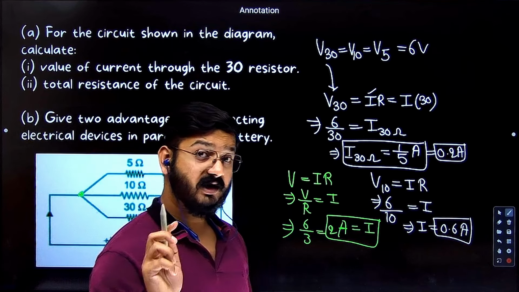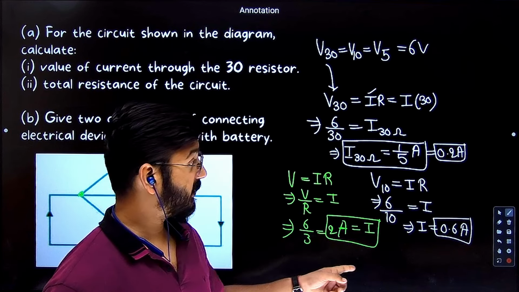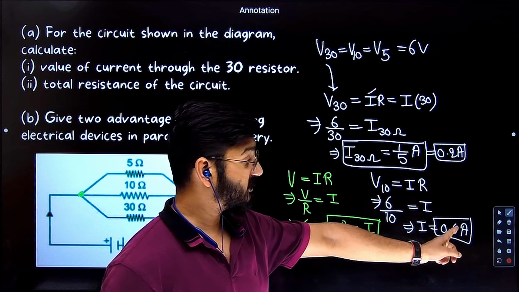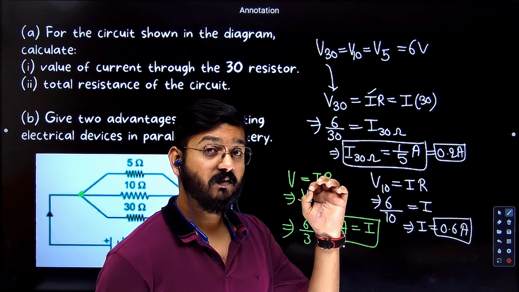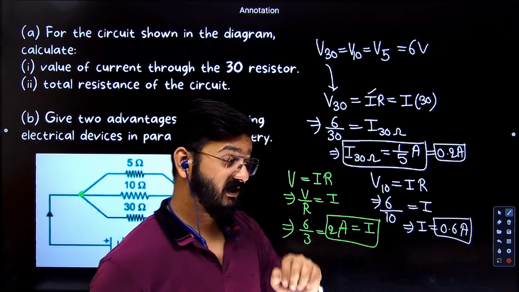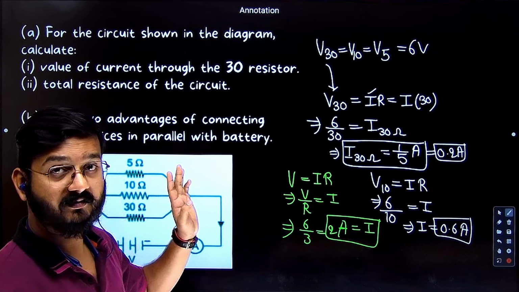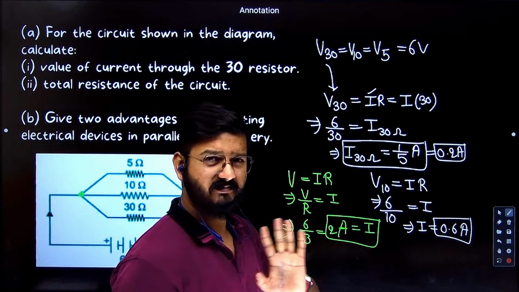Now, total current is how much? 2. Already how much is used? 0.2 and 0.6, which is 0.8. How much current is left? 1.2. That much current should pass through 5 ampere. Correct? Common sense, basic maths.